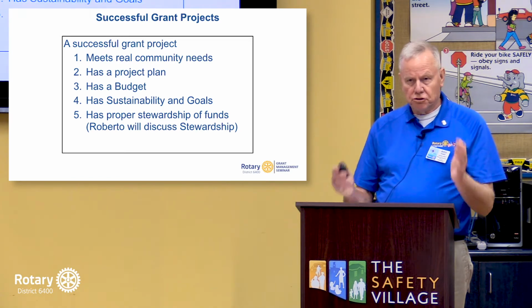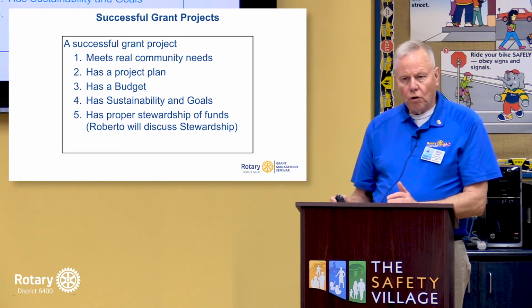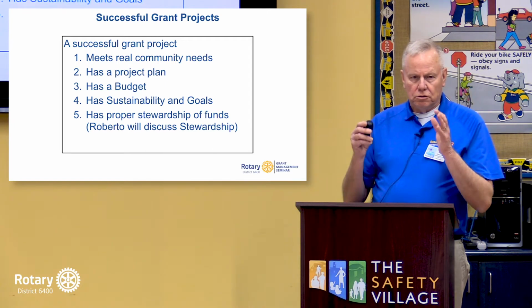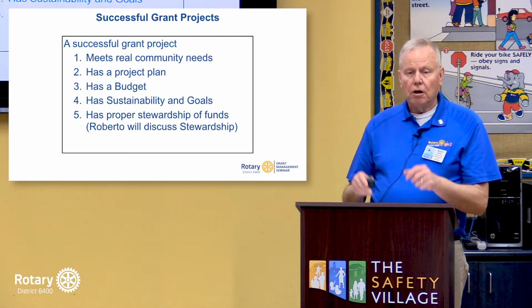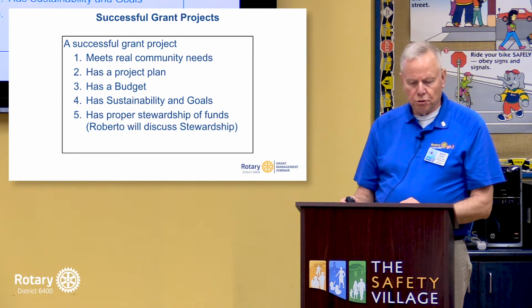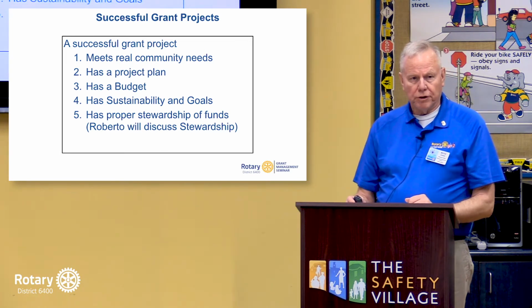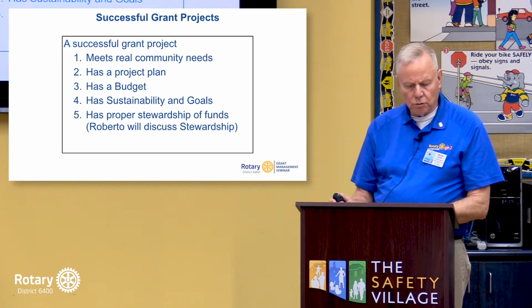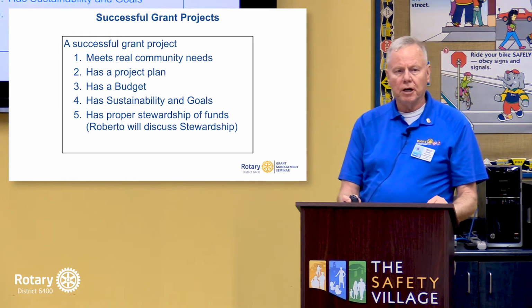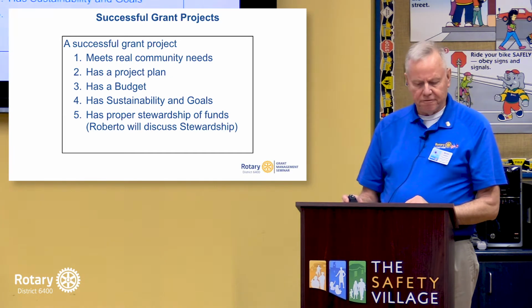The project plan, say what you're going to do. Your budget, what it's going to cost. The goals, you set ahead of time measurable goals so that you can not only do what you said you were going to do, but you can prove it. And by setting the goals properly, you'll be able to prove it not only to yourselves and your partners, but also to Rotary International as well as the rest of the world. And stewardship, Roberto is going to talk about stewardship, but that's making sure that the money is spent wisely and properly and nobody is improperly benefited from it.